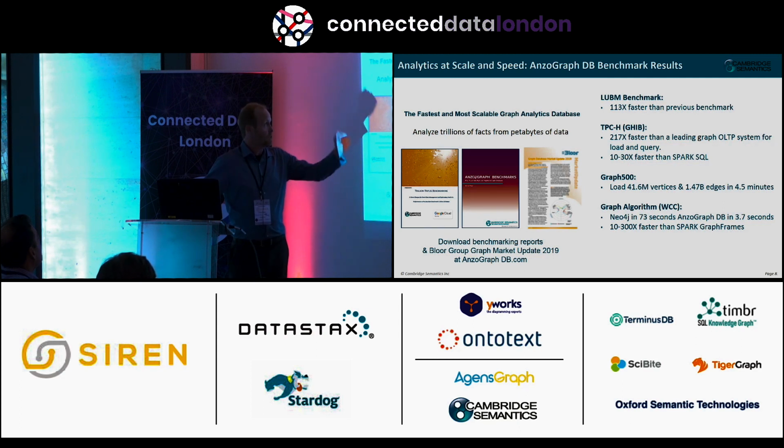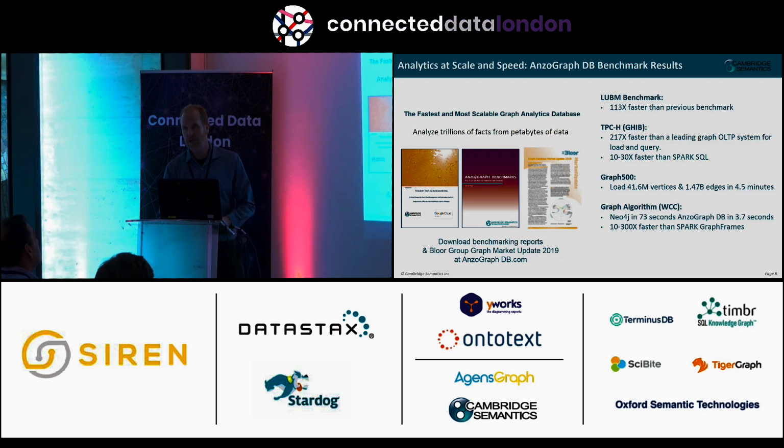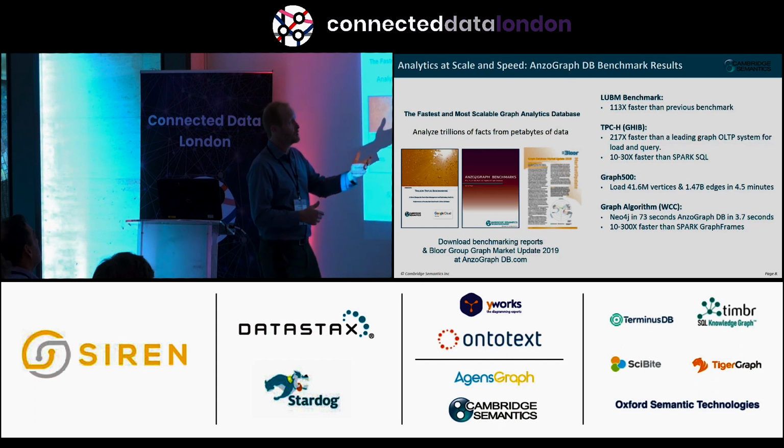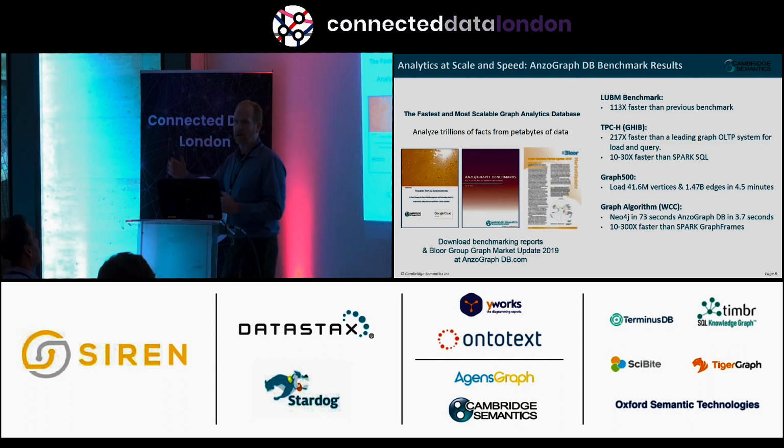And the first benchmark I'll mention here is the Lehigh University benchmark. This is a data load benchmark, and we were 113 times faster than the previous benchmark that was published on that. The TPCH is a data warehouse style workload. TPC is a database standard for benchmarking. It's used across industries. Oracle, Teradata, all these use it. Well, we converted that to SPARQL, and we converted it to CSV, and we loaded it, and we did the same thing on one of the major leading graph databases, and we saw 217 times performance improvement over that database.